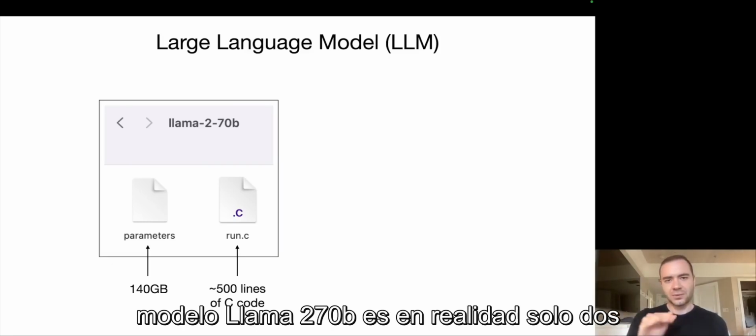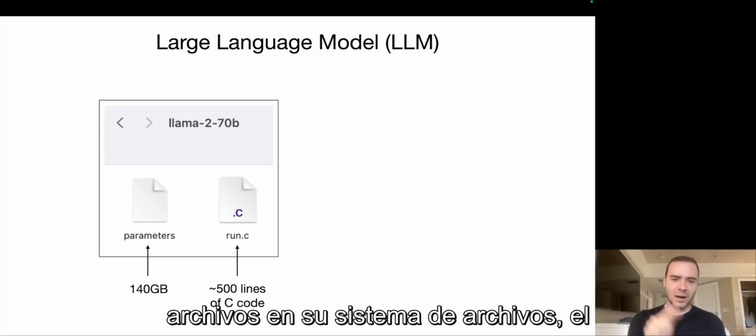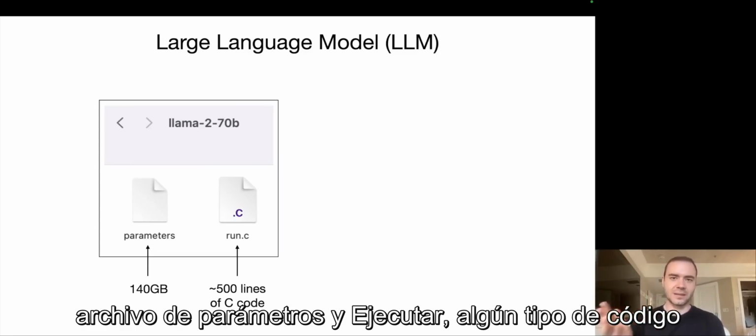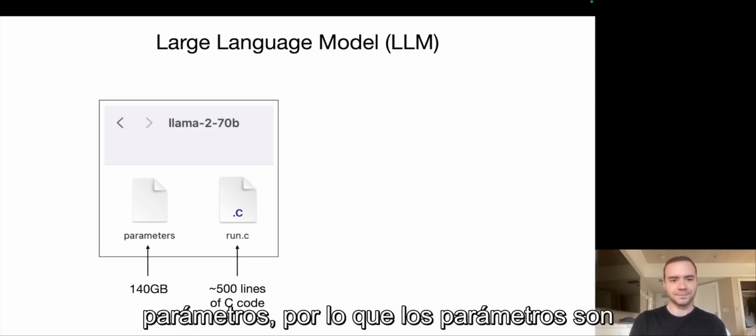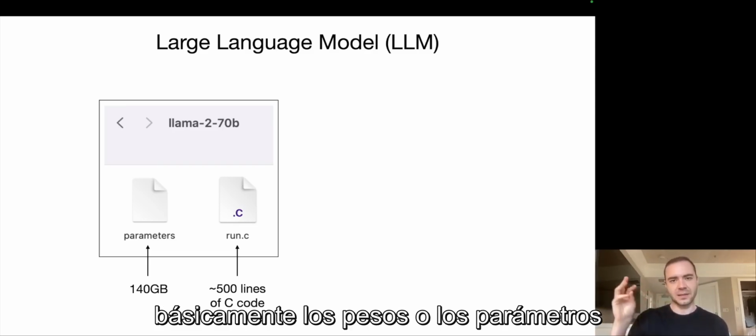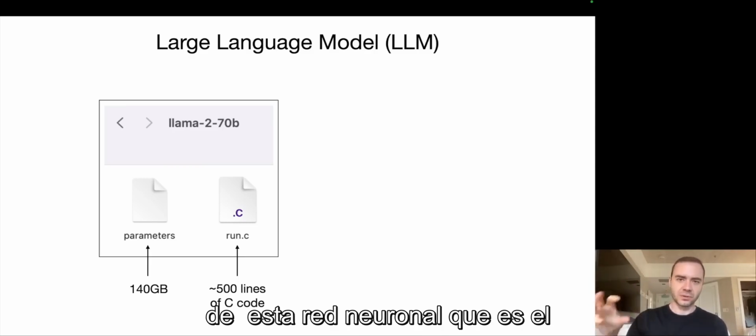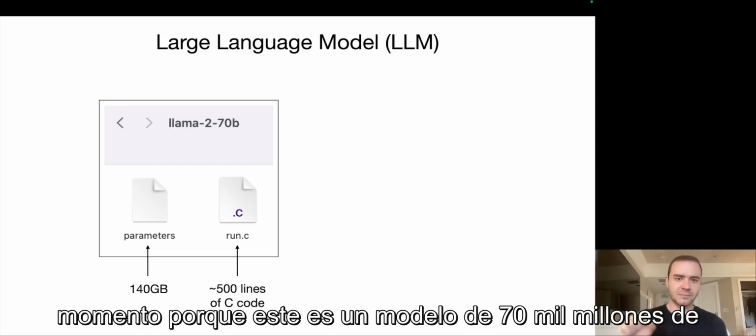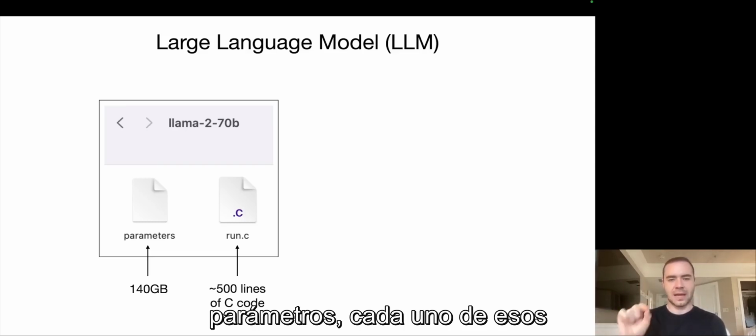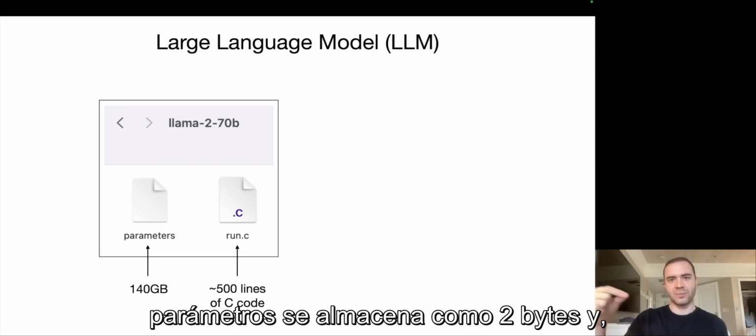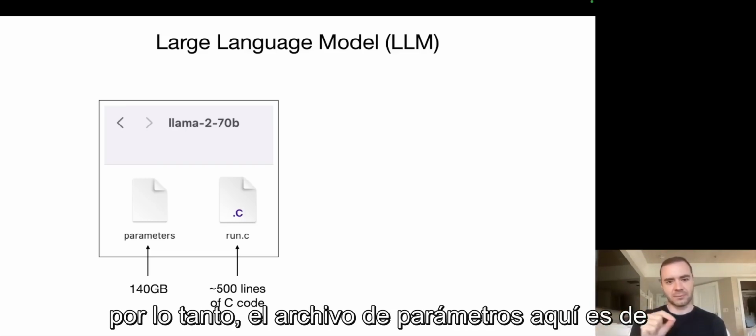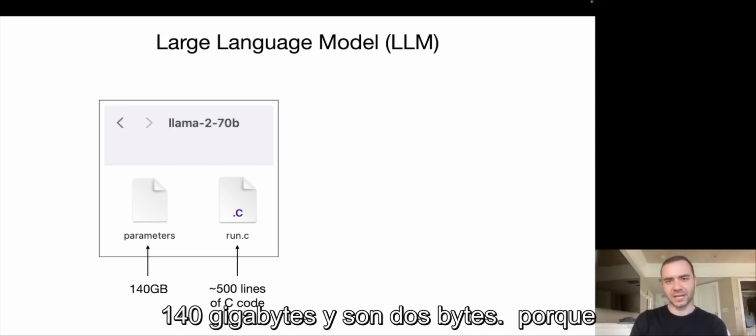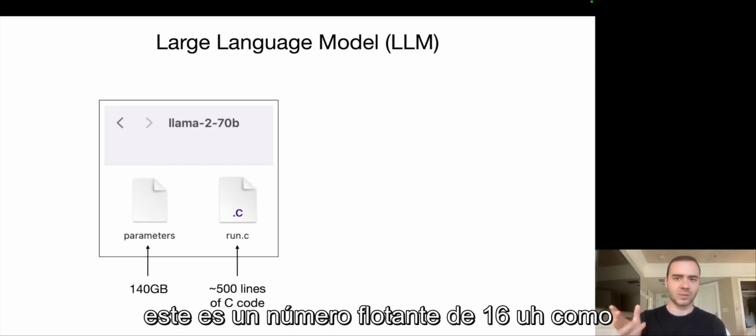So in this case, the Llama 2 70B model is really just two files on your file system: the parameters file and the run file, some kind of code that runs those parameters. The parameters are basically the weights of the neural network that is the language model. We'll go into that in a bit. Because this is a 70 billion parameter model, every one of those parameters is stored as 2 bytes, and therefore the parameters file is 140 gigabytes. It's 2 bytes because this is a float16 number as the data type.